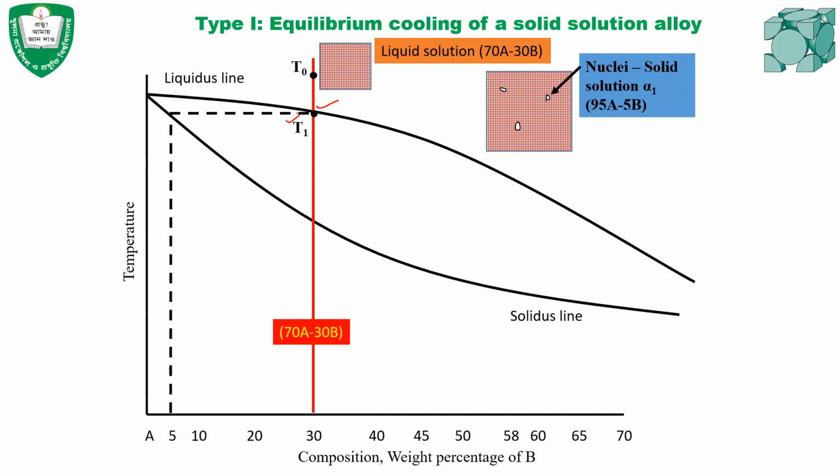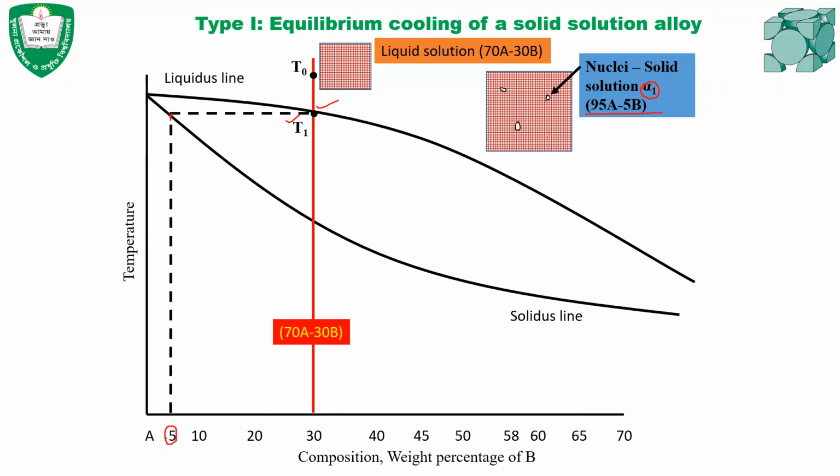So if this is the tie line, then the tie line intersects the solidus line here, and if we drop this point below, then we'll be able to read the composition of the solid. Because if the tie line intersects with the solidus line, that point will give us the composition of the solid. That means 5% B and 95% A, which is indicated in here. That means the nuclei or solid that is formed just below the liquidus line, we can denote it as alpha 1. And alpha 1 contains 95% A and 5% B.